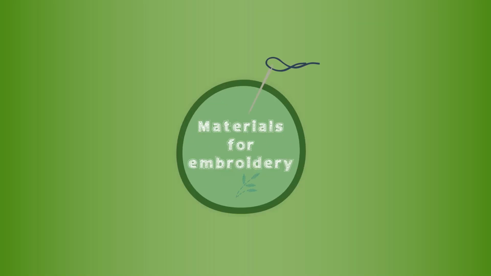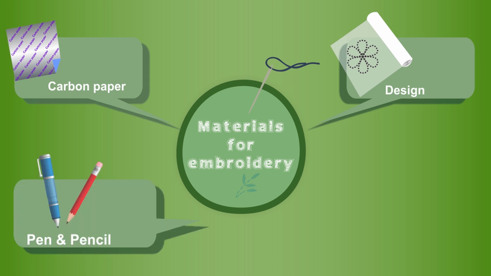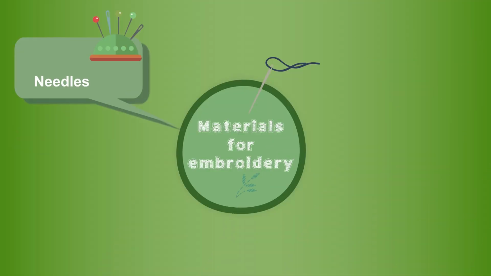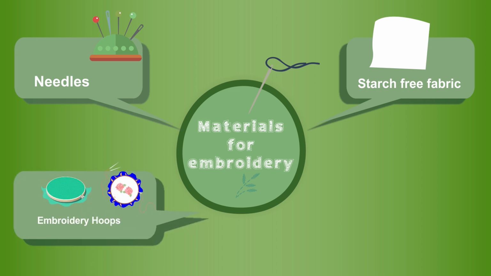Before starting with the stitches, let us first look at the materials required. We'll need carbon paper, a design on butter paper, pen or pencil, scissors, needle, fabric which is starch-free and well ironed, embroidery hoop or frame, embroidery thread or floss. Once we have all our material, let us start with the embroidery.